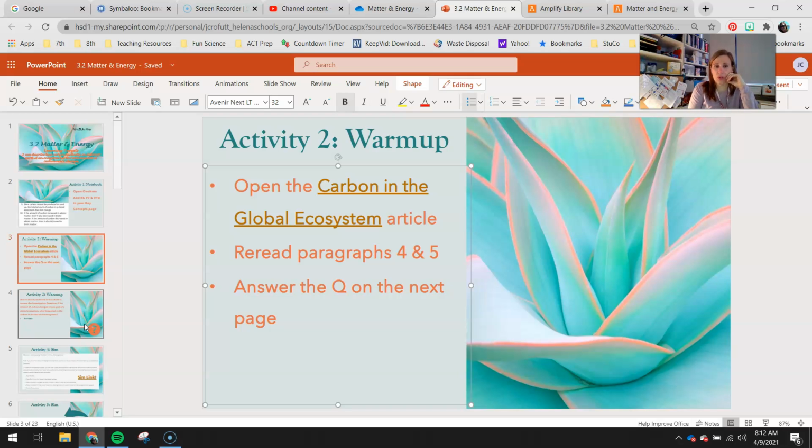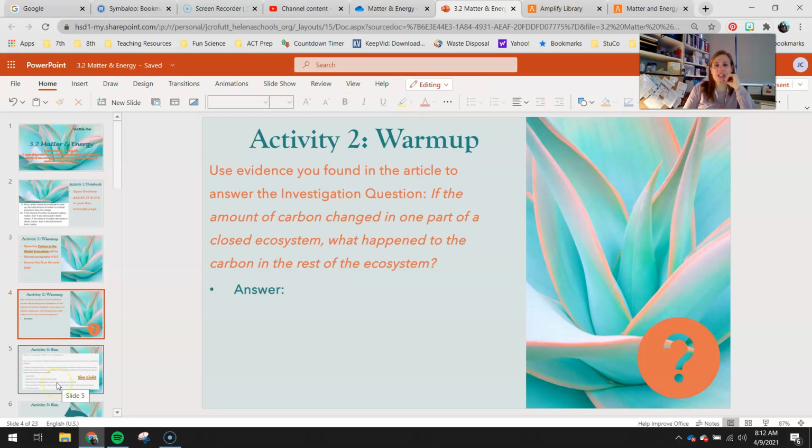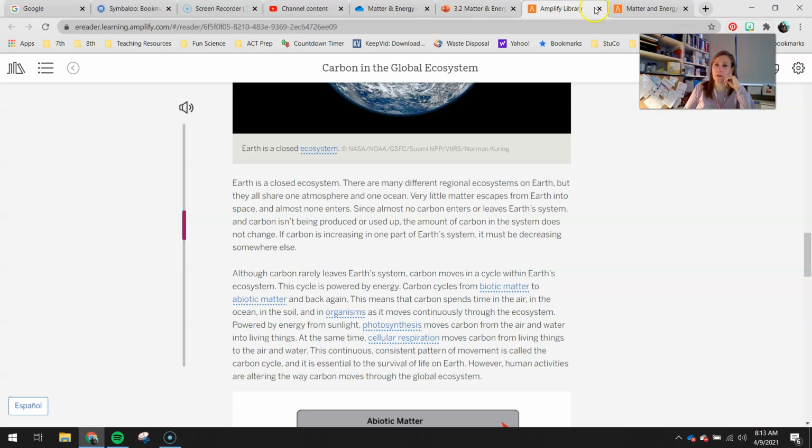Open the Carbon in the Global Ecosystem article, and answer the question on the next page. Use evidence you found in the article to answer the investigative question: if the amount of carbon changed in one part of the closed ecosystem, remember Earth is a closed ecosystem, what happened to the carbon in the rest of the ecosystem? We don't necessarily know which specific part they're referring to, so we're going to assume any part. If it increases in one part, what happens in another?